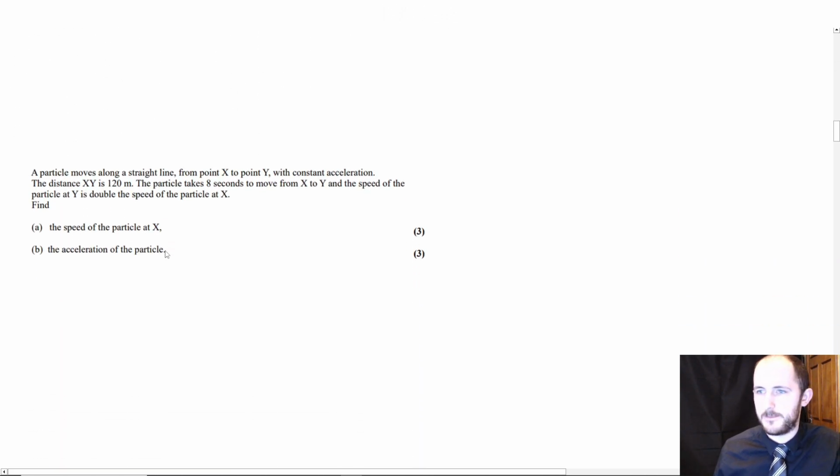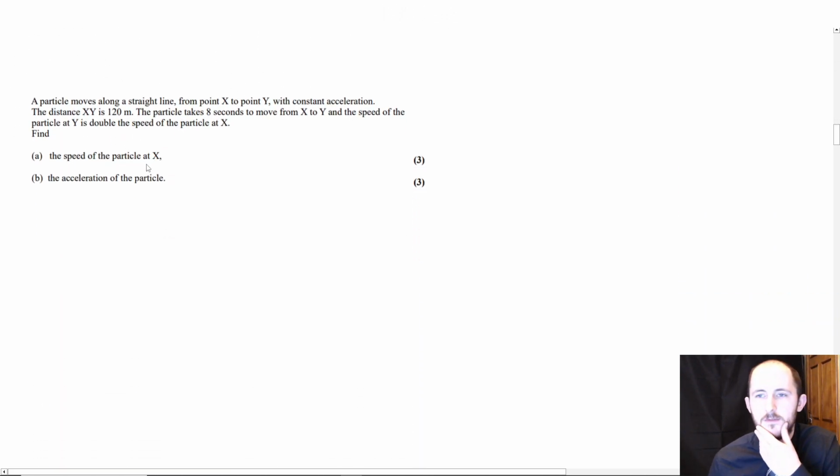Okay. The particle moves along a straight line from point X to Y with constant acceleration. The distance XY is 120 meters. The particle takes 8 seconds. The speed of the particle at Y... interesting. Cool.